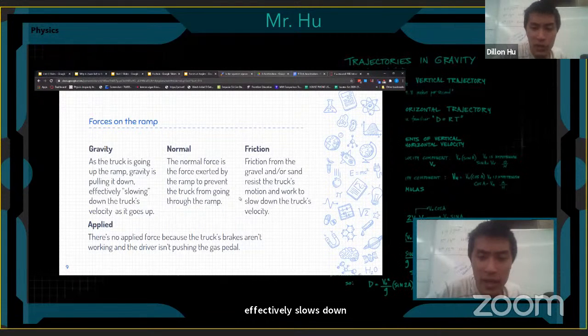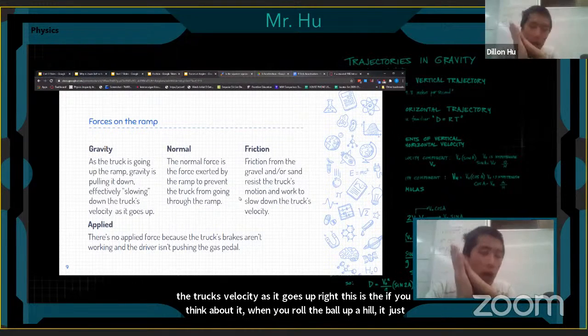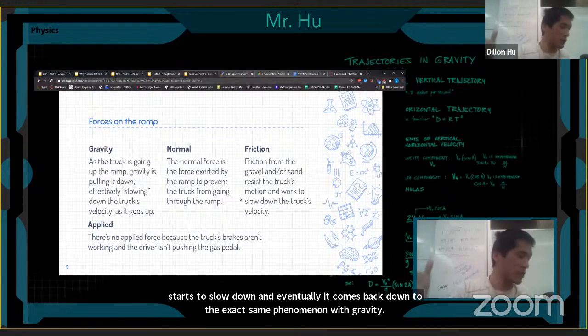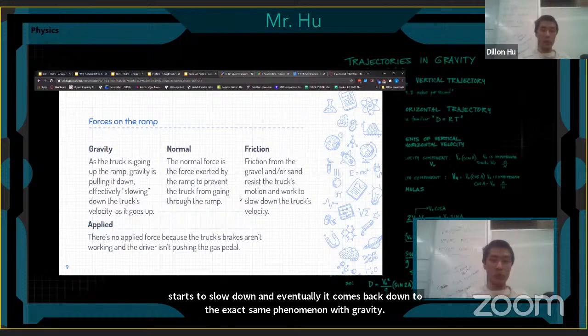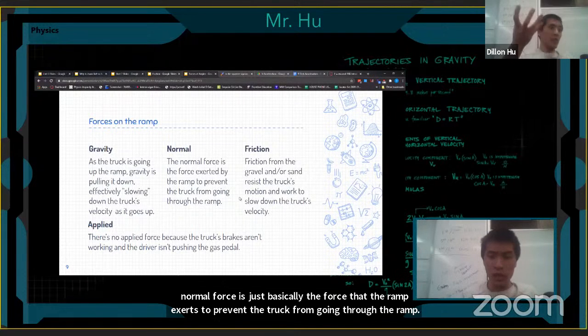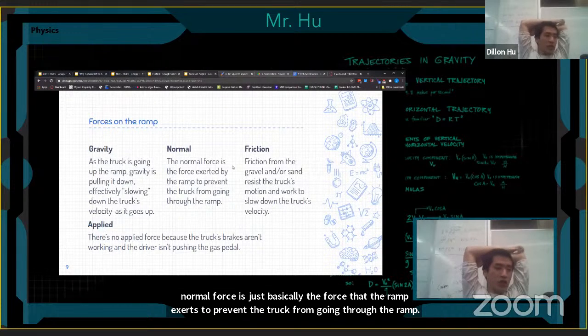The normal force is basically the force that the ramp exerts to prevent the truck from going through the ramp. If there was no normal force, the truck would go through it like a hot knife through butter, right? There needs to be some normal force to support the truck. There is friction because the gravel and or the sand resist the truck's motion and work to slow down the truck's velocity. So that's where you see friction.